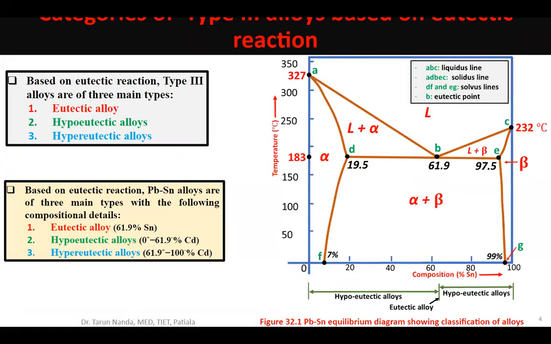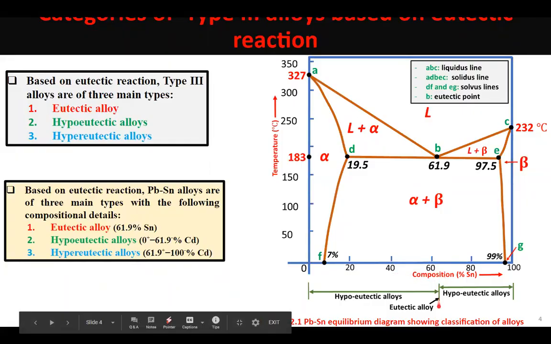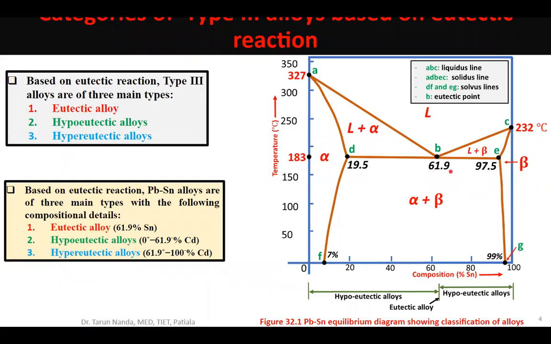Now, this is again something that we had shown in the last session, that based on the eutectic reaction you have a eutectic alloy which undergoes the eutectic reaction completely. So this eutectic composition for the lead tin system is 61.9 percent of tin. And you see, all lead tin alloys which have more than this percentage of tin are called hypereutectic alloys, and all alloys to the left of this which have less than 61.9% tin in them are called the hypoeutectic alloys.